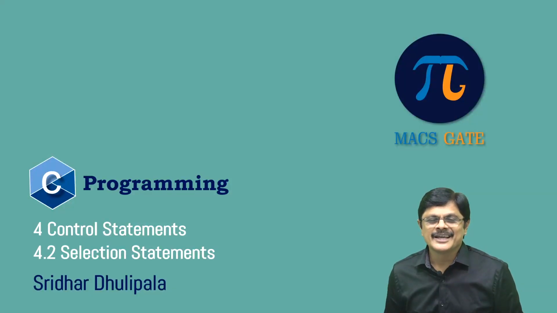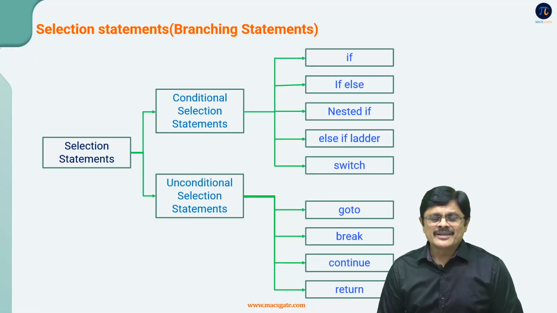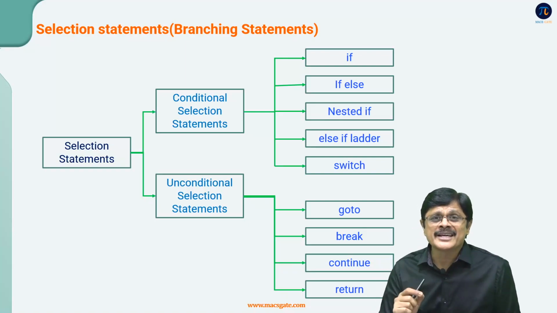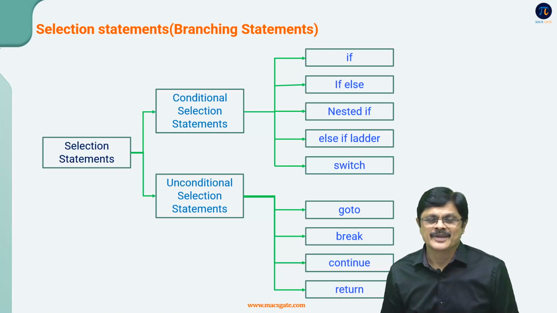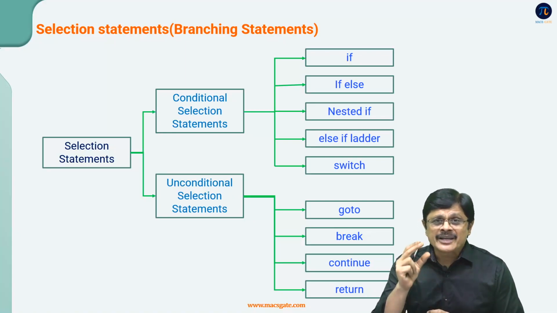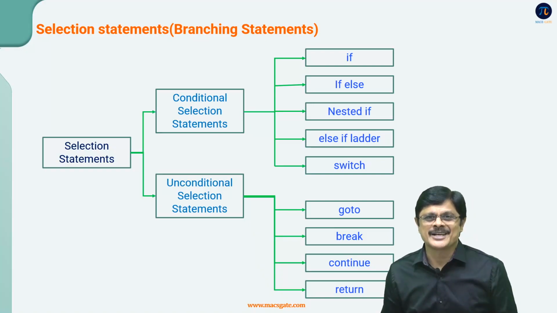Welcome back. In this session, we will discuss selection statements. In C programming, the statements are by default executed in a sequential manner. But if you want to control the flow of execution of the program, then we have to use control statements. Now suppose based on a condition, a particular part or block of a program is to be executed, then we are going to use selection statements.